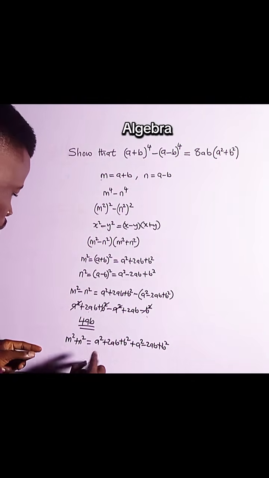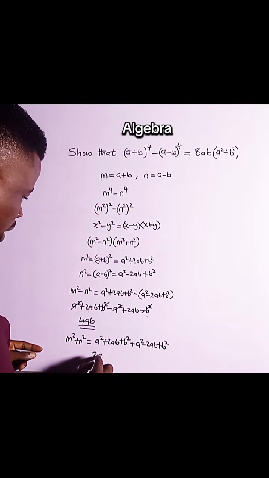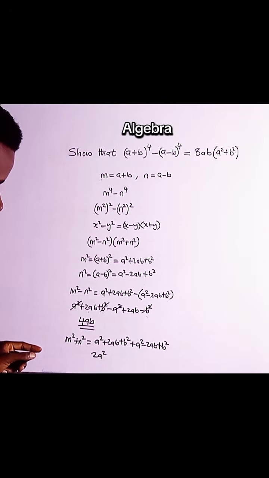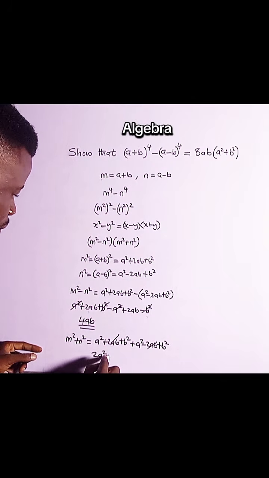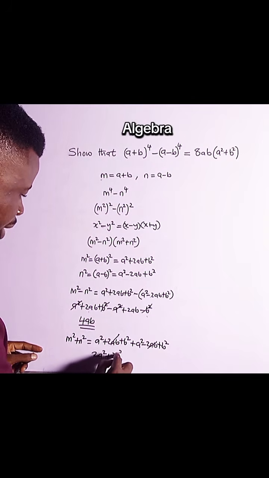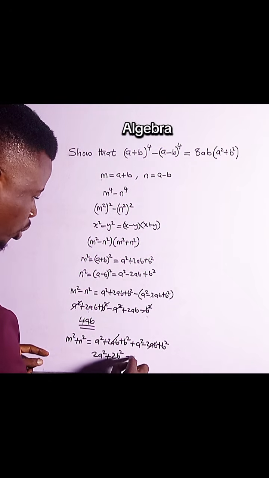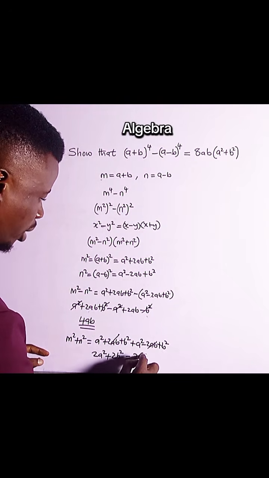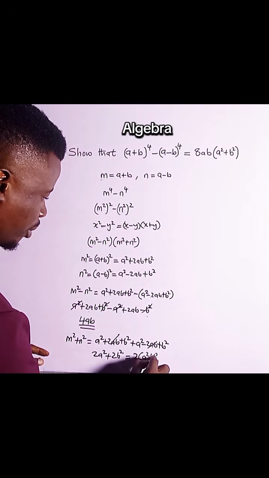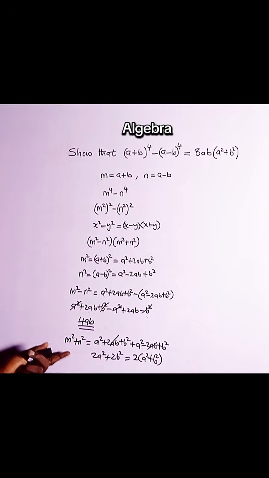a square plus a square will give you what? 2a squared. And what? We have 2ab minus 2ab will cancel out. So b square plus b square will give you what? Plus 2b squared. Now this can be factorized. Your 2 is common. It becomes what? 2 into a square plus b squared. So that's your expression for m square plus n square.